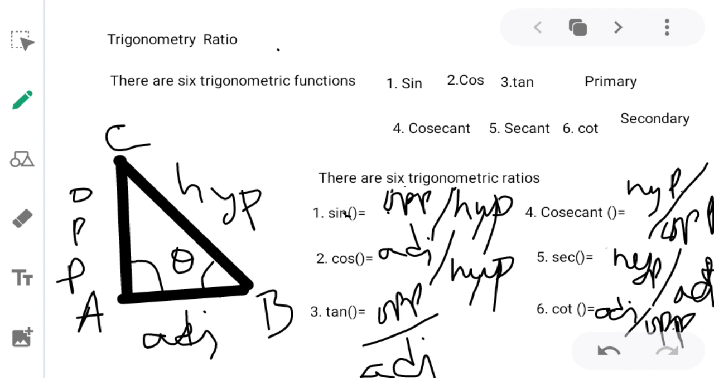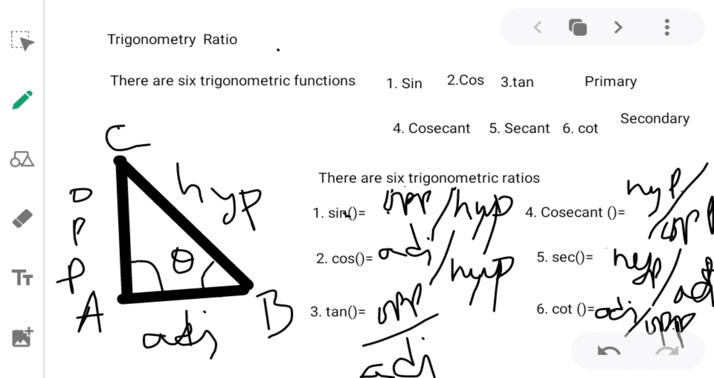Ratio means divide. We have to divide any two sides. For sine theta we divide opposite by hypotenuse. For cos theta we divide adjacent by hypotenuse. And for tan theta we take the ratio of opposite and adjacent. So these are the primary set, serial numbers 1, 2, 3.